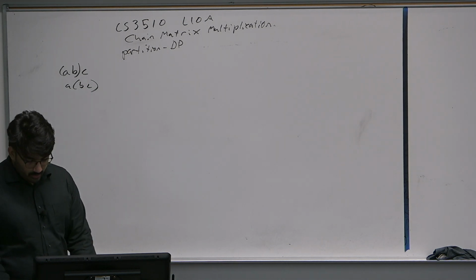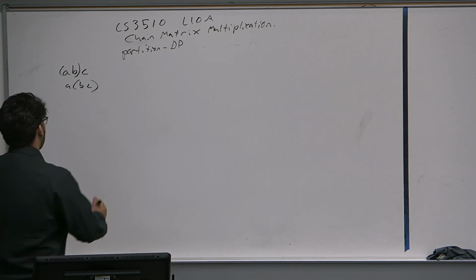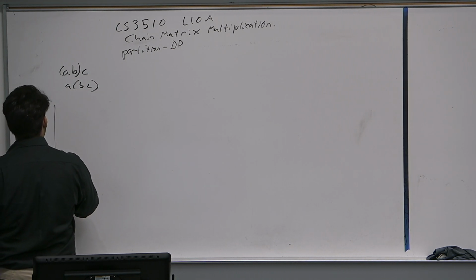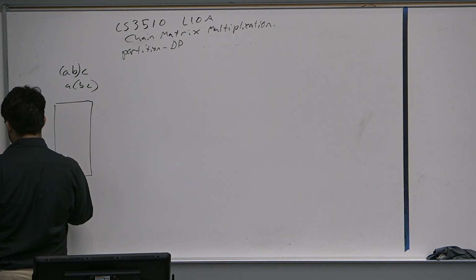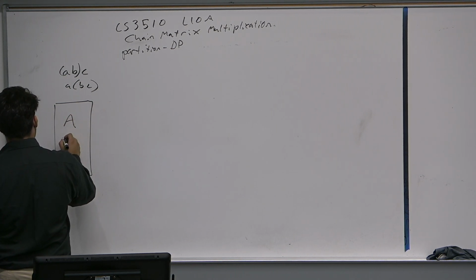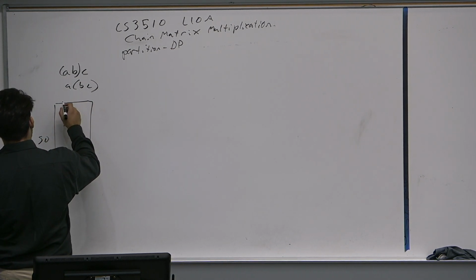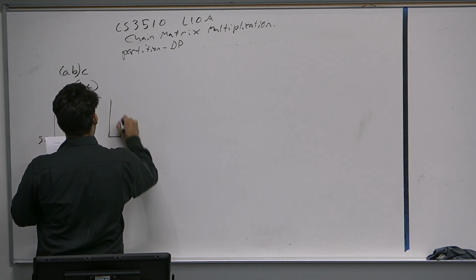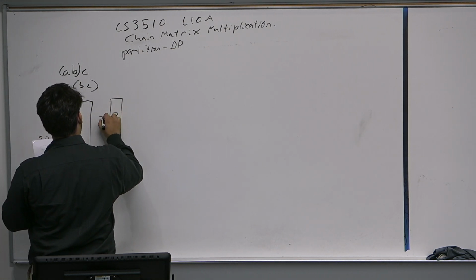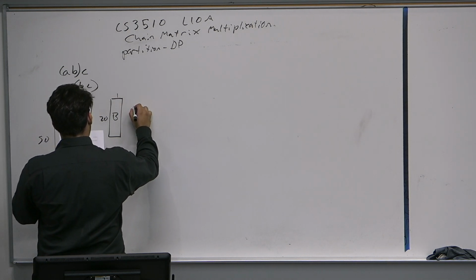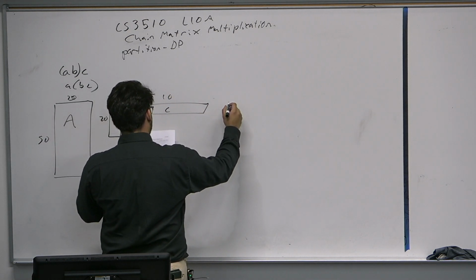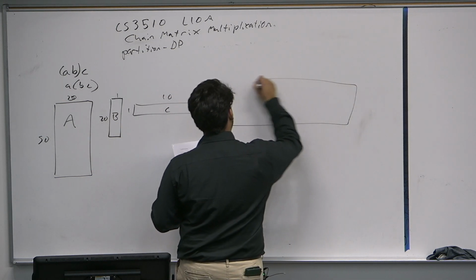So suppose we had the following 4 matrices. Suppose we had a matrix A, which was, let's say, 50 by 20, and then let's say B was 20 by 1. And then C was 1 by 10. And then D was a 10 by 100.